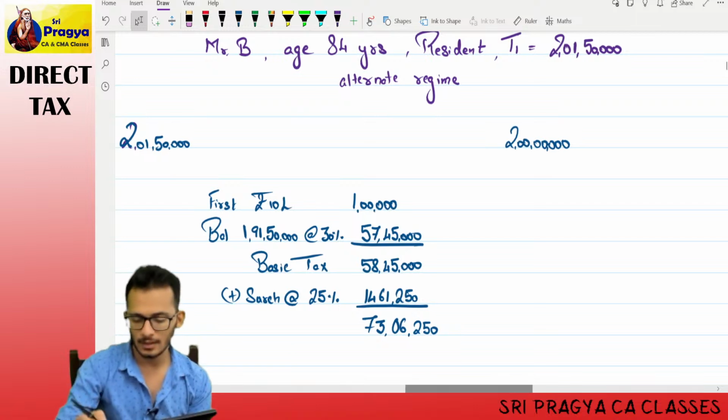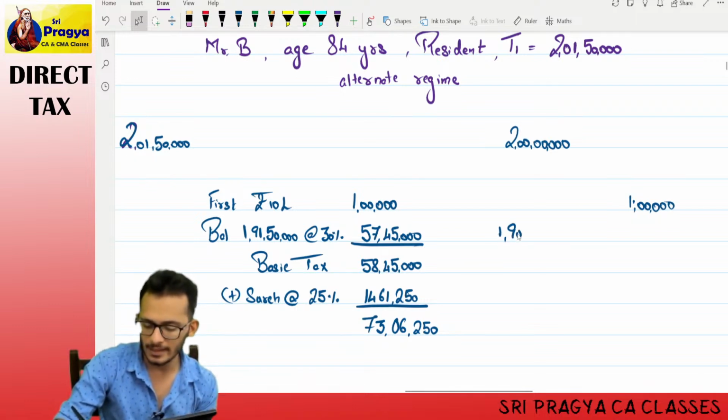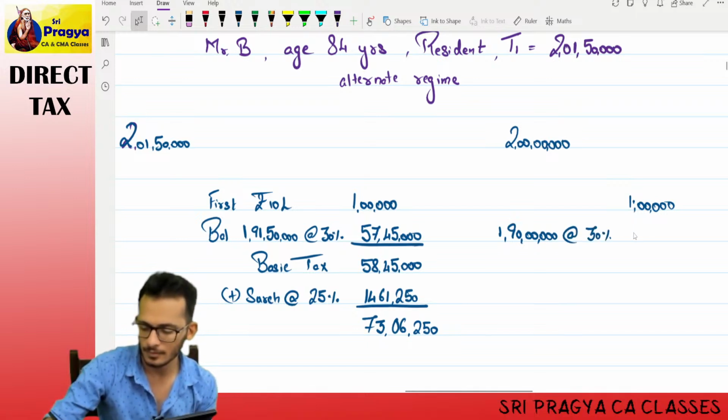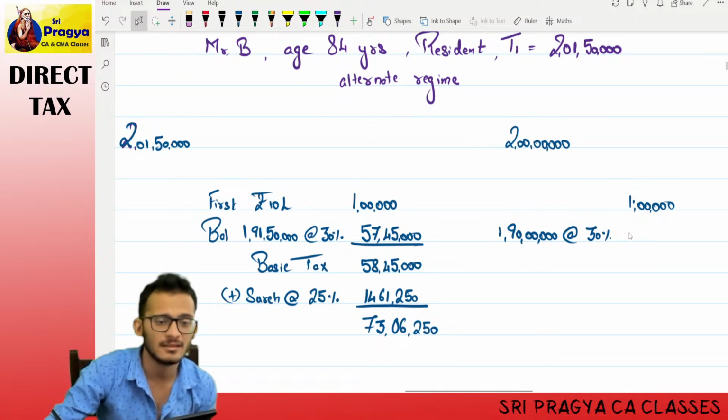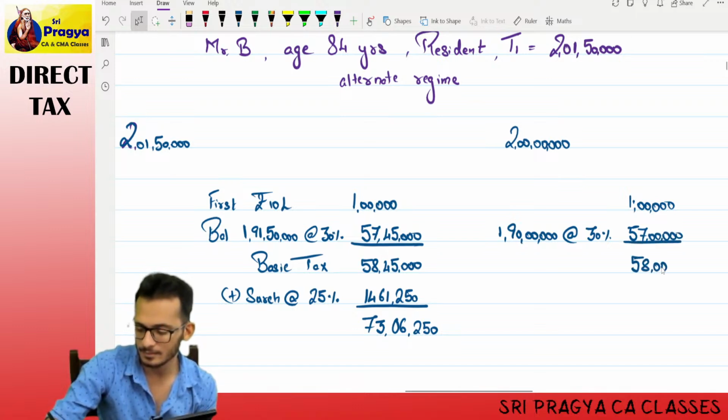What will happen? My first 10 lakhs will still remain 1 lakh. Balance is 1 crore 90 lakhs at the rate of 30%. Number 57 lakhs. Total 58.